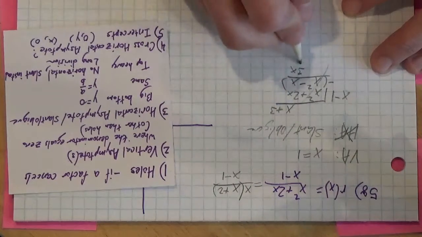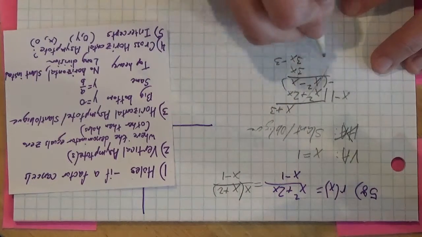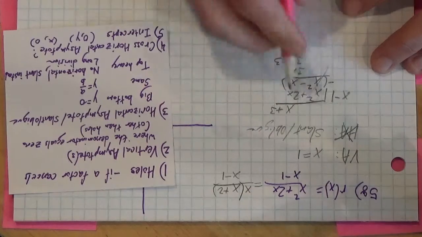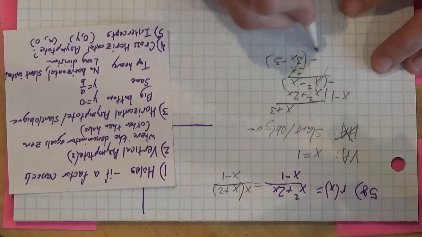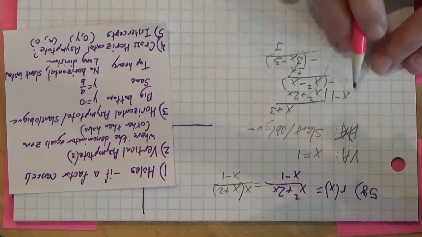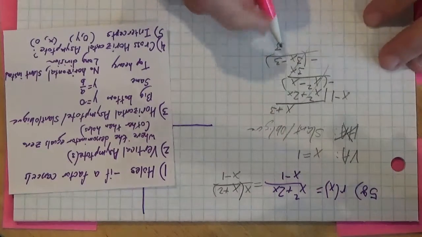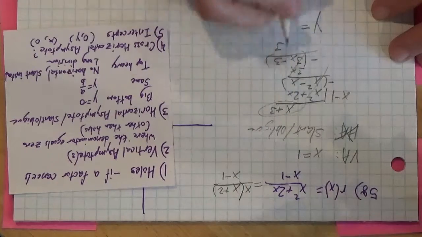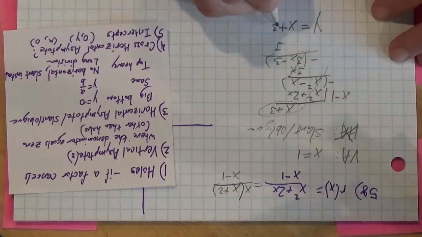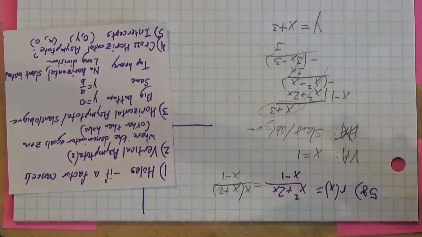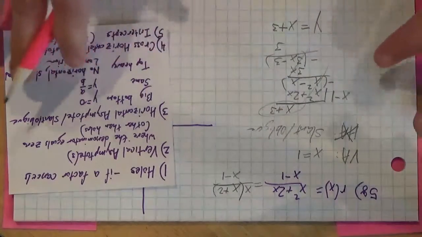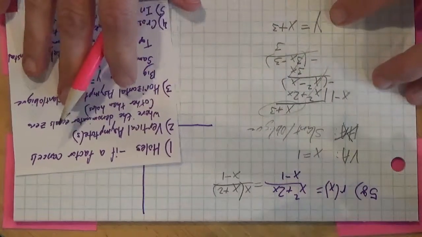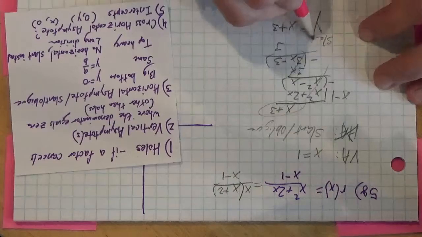3 times x minus 1 is 3x minus 3. Subtract, those go away. You get a 3. That's done. That's my remainder. I'm going to go ahead and ditch my remainder, and the slant is going to be y equals x plus 3. For explanation about why these things work, I have other videos, so that's why I'm going so fast. So this is my slant.